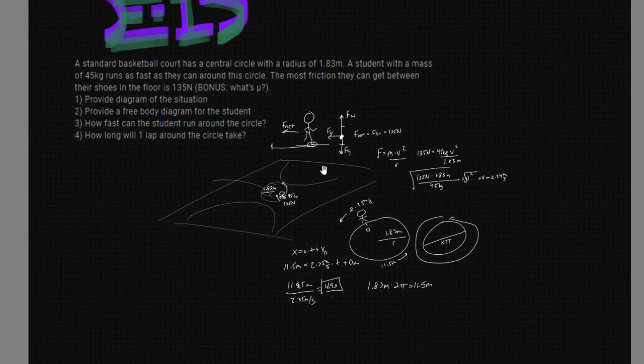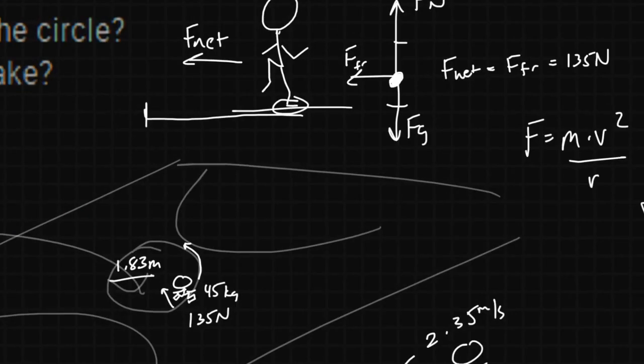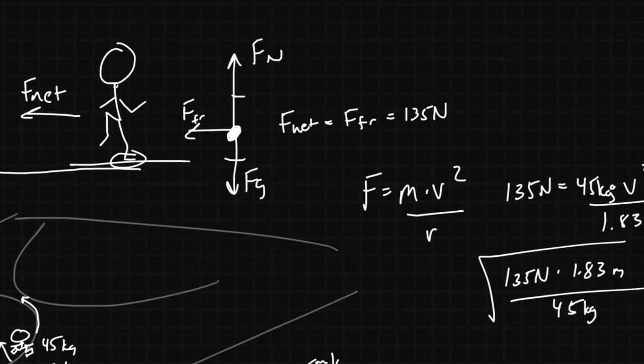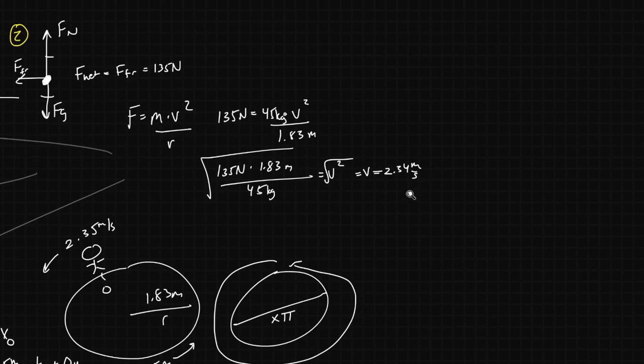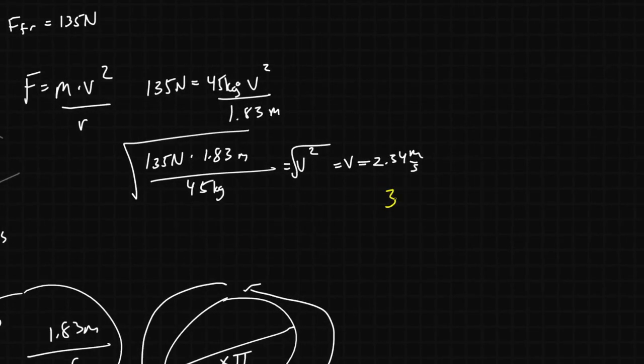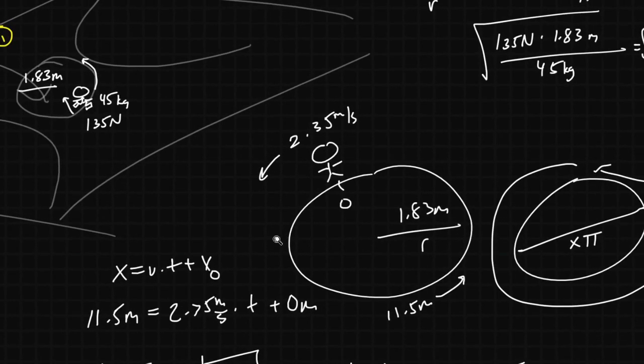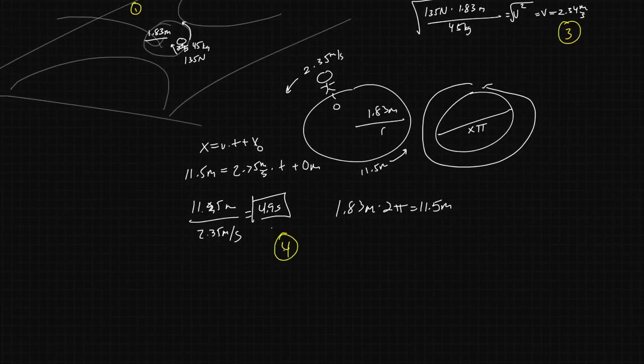So the diagram of the situation is number 1. The free body diagram is number 2. The ultimate speed that they can end up going is number 3. And then how long it takes for them to do one lap, number 4.